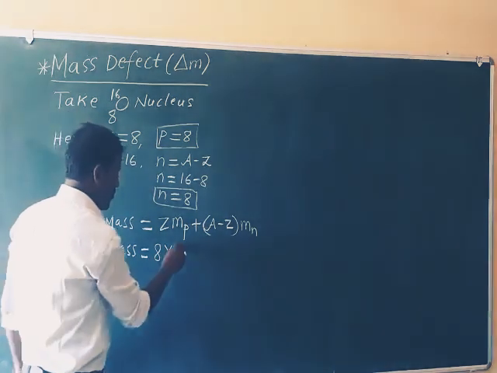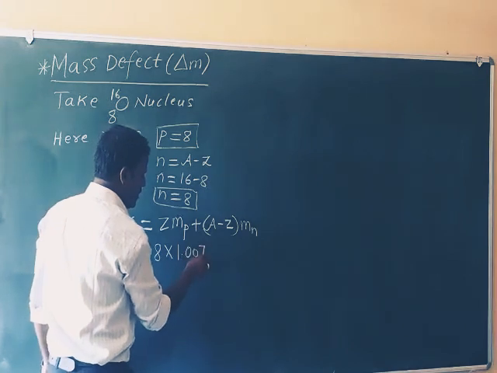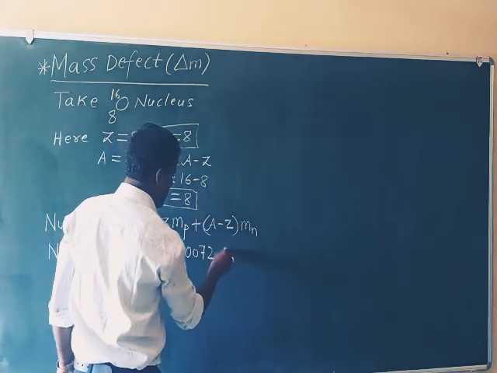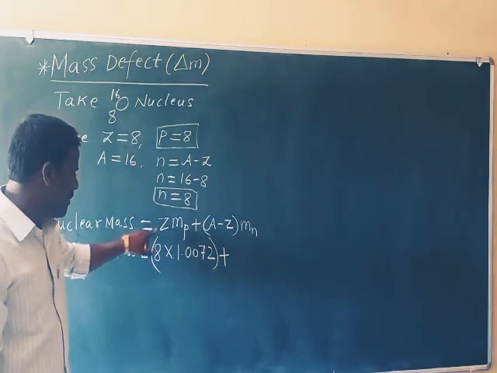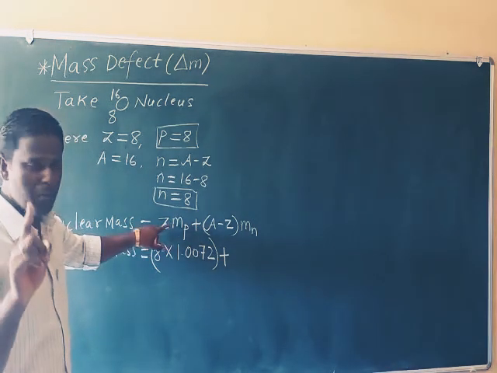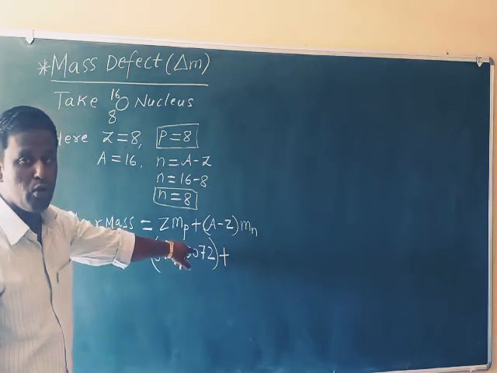Here mass of proton is 1.0072, in AMU. So Z m_p means how many? Atomic number is 8, and m_p is the mass of one proton, 1.0072 units.